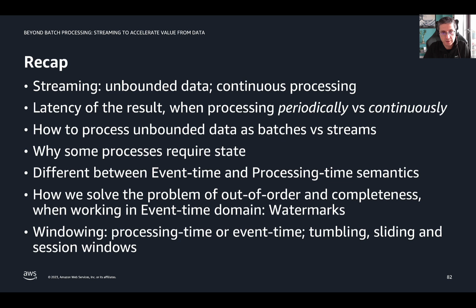We saw why some processes require state and the difference between implementing event time semantics and processing time semantics. We also saw how to solve the problem of out of order events and completeness when working in the event time domain using a watermark. Problems that do exist also when we implement a batch. And finally, we saw various examples of windowing, both in processing time and event time. And we saw how sometimes it can be easier to implement some types of windowing with a streaming framework because it supports them out of the box.